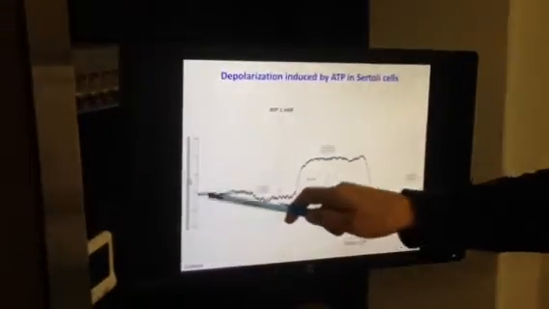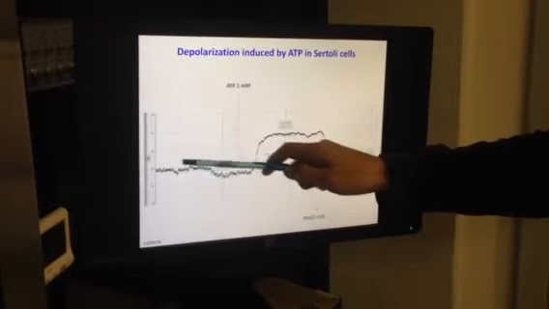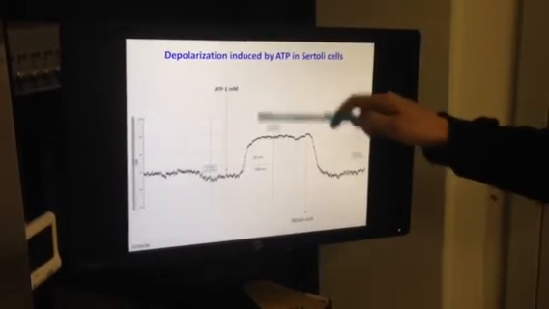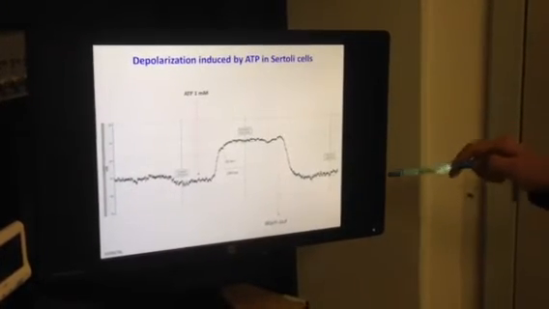effect of ATP. So here I have the resting membrane potential of Sertoli cells, minus 50 millivolts. Whenever I added the ATP 1 millimolar, I found a huge depolarization in the presence of ATP, and when I washed the cells, the effect was gone.